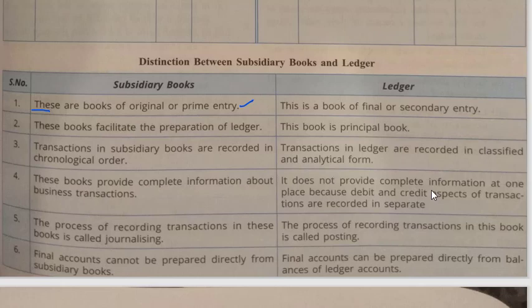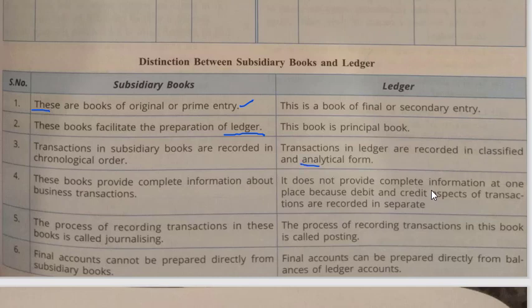Second, these books facilitate the preparation of ledger. So from journal we prepare ledger, similarly from subsidiary book we prepare ledger. And ledger is the principal book. Principal book means the main book from which we prepare the final account. Third, transactions in subsidiary book are recorded in chronological order, day by day, and transactions in the ledger are recorded in classified and analytical form.